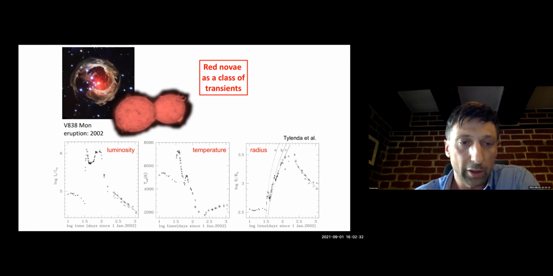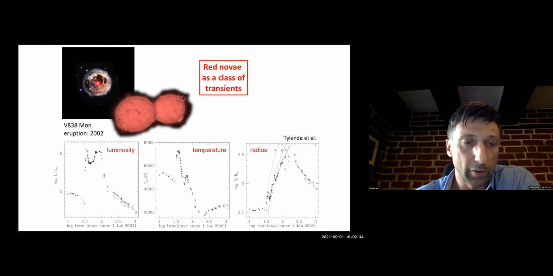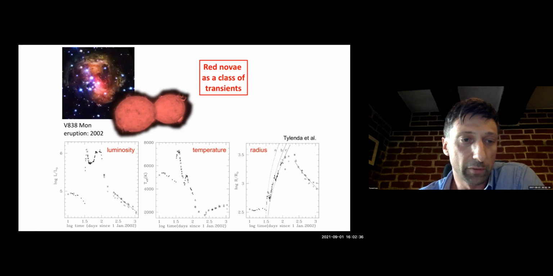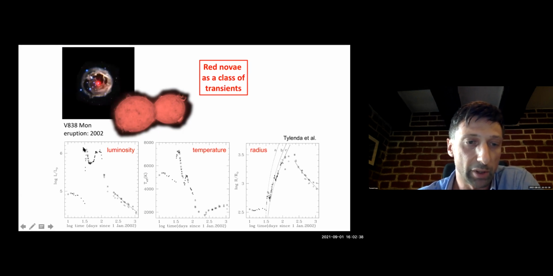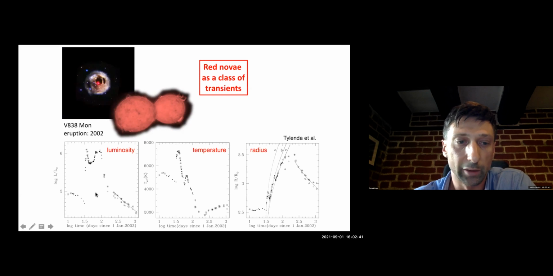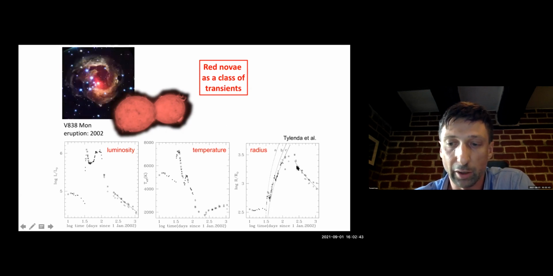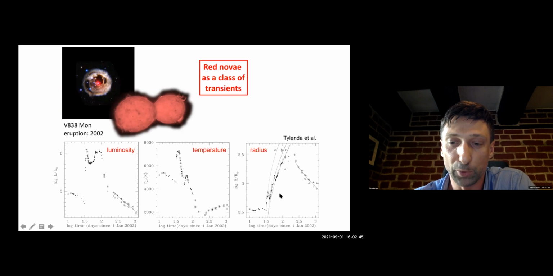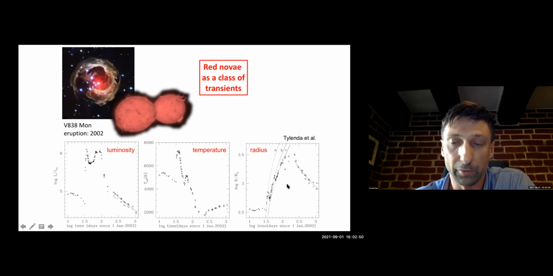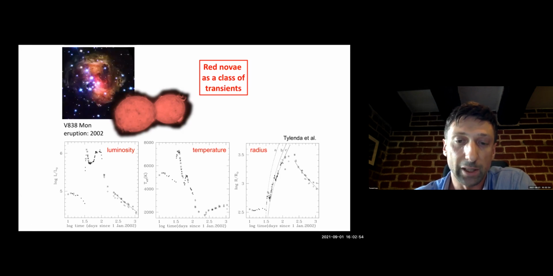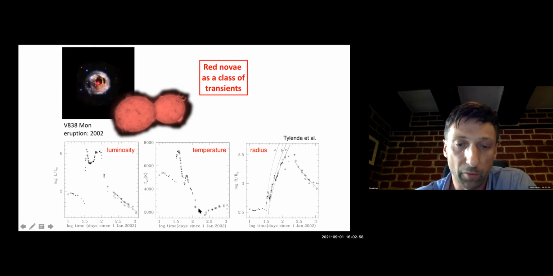V838 Monocerotis and many other red novae outburst at high luminosities. For V838 Monocerotis, it was 10⁶ solar luminosities. And during the event, they expand to very large extent, to radii of hundreds of solar radii. But maybe most characteristically, the temperatures after the outburst dropped to very low values. For V838 Monocerotis, it was about 2000 kelvins.